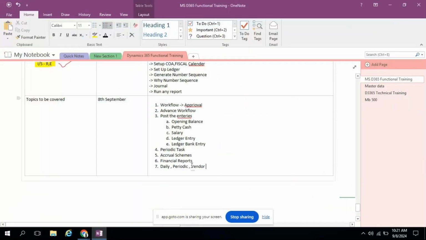Now coming to the point, what I am going to do today. Let me just check. I will create a daily journal, a periodic journal, a vendor invoice recording journal, a vendor disbursement journal, and I will also create a customer payment journal. So these are the main journals we are going to create today.